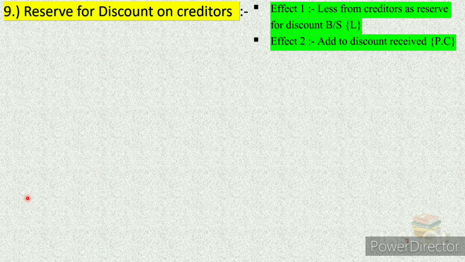First effect is it should be deducted from creditors as reserve for discount in balance sheet liability side. The second effect is to be added to discount received in profit and loss account credit side. Now let's view it in tabular format.